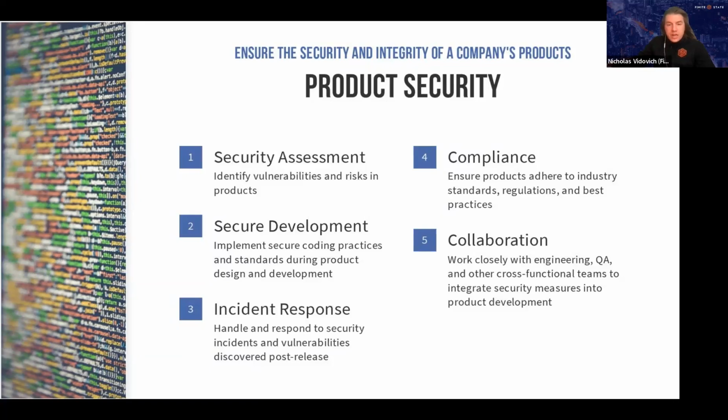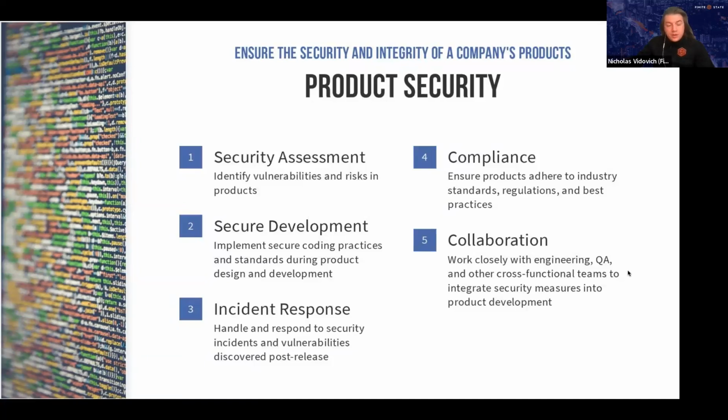We're focused really a lot in critical infrastructure. And so this is really the background that I'm bringing here, to talk about what product security teams are facing and what they need. For a product security team, they've got quite a lot to do, but these are some of the highest level things that a product security team needs to do. Starting with security assessment, identifying the vulnerabilities and risks in the products, and then influencing secure development.